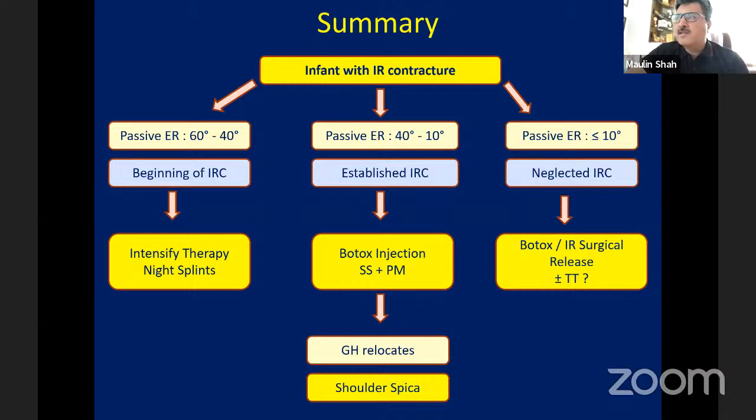And then there are some families who don't want two interventions. They say you do whatever you want to do, but just one intervention. In those cases, I go for tendon transfer right away. So the youngest child I have done botulinum is 4 months, and the oldest is 2.5 years. So yeah, we have done a few less than 6 months where there is significant contracture and infantile dislocation.